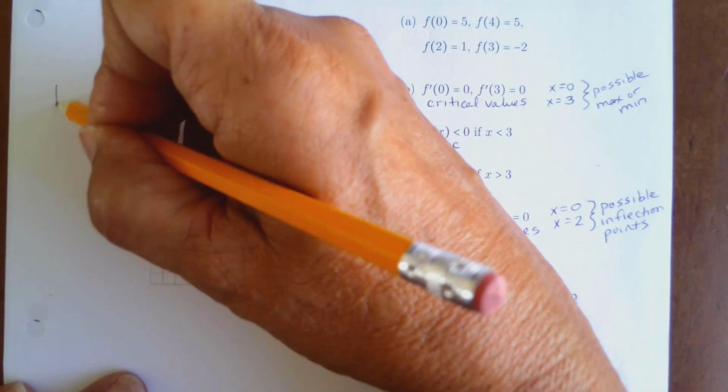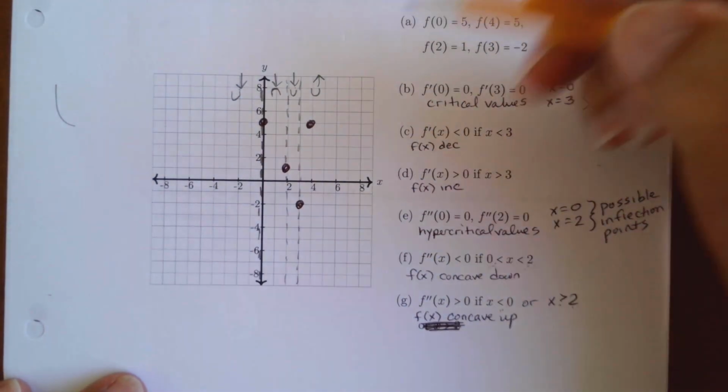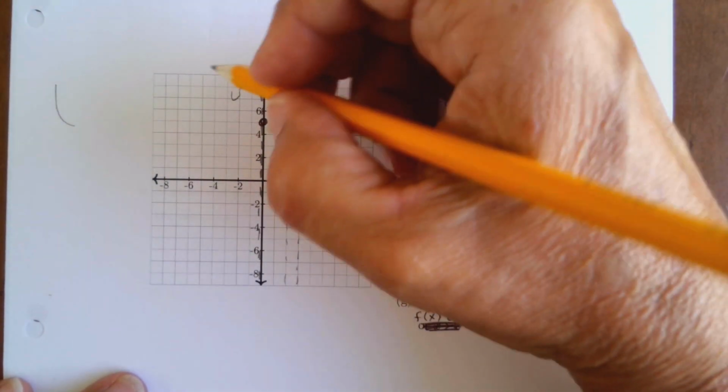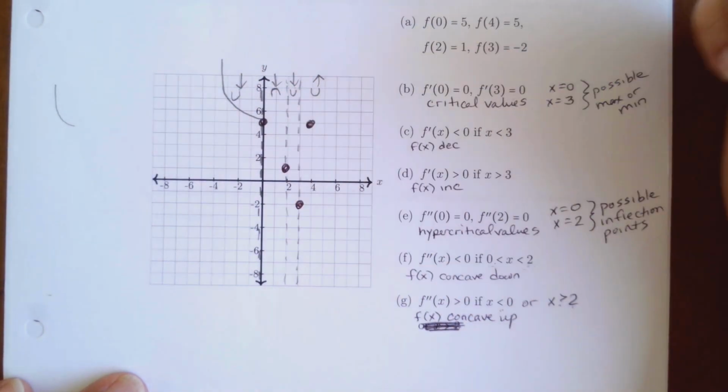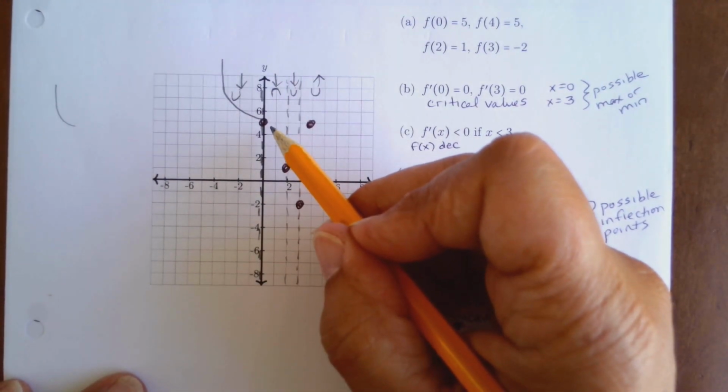So remember, decreasing concave up looks like that. And I've got to go through this point. So I've got to start up here. So we're going to decrease concave up like that. And I've got to hit that point.